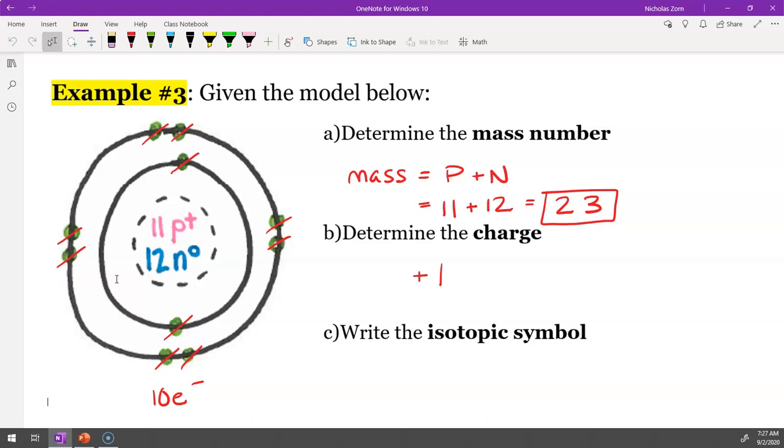Now let's write the isotopic symbol. If we look up 11 protons on the periodic table, we're going to get sodium, which is Na. The bottom number on our symbol is going to be 11 because that's how many protons are in sodium. The mass number is 23, that's the top number. And then finally, the charge goes in the upper right-hand corner of our symbol. And that is how we would pull the information from a model.